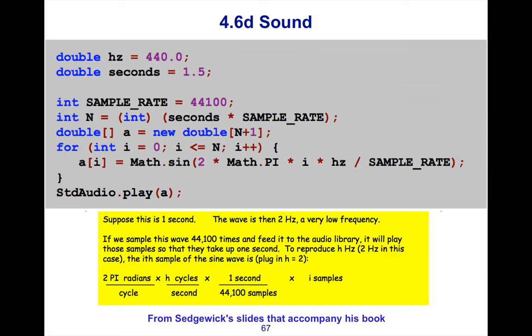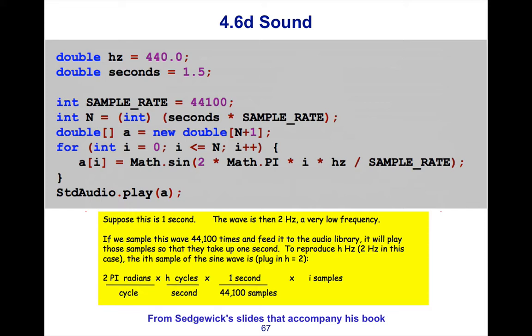Well, if this is going to last 1.5 seconds, we need 44,100 plus half again as much. So we take the number of seconds, 1.5, multiply by our sample rate to get the total number of samples we're going to send to the sound card. The sound card is expecting those samples to come at 44,100 per second, so it will reconstruct the sine wave based on that contractual agreement and play for exactly 1.5 seconds.